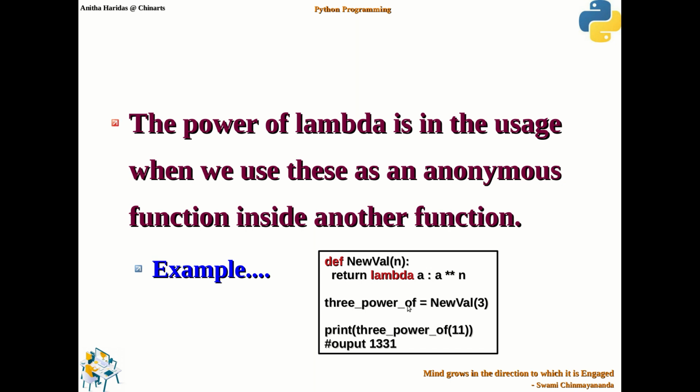3 power of is a lambda function which is returned by a normal function called new val. Then you just invoke the 3 power of by passing some value. So which will give you the output 1331. So it will take 11 power 3. So 11 power 3 will be found by this normal function, which in turn uses the lambda function. So this is where the lambda functions are mostly used in the Python programming.